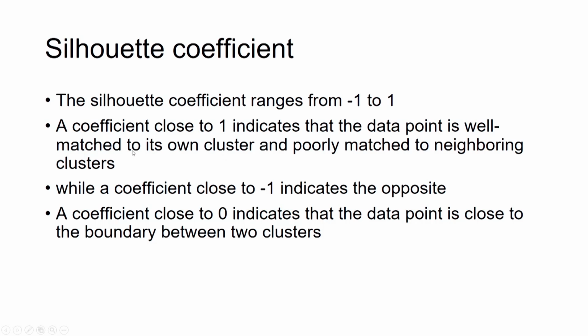And so, we can say that if the Silhouette coefficient value is close to 1, then it is good, or we can say that your formed clusters are good clusters, correct clusters, while if this coefficient value is close to -1, it indicates just the opposite.